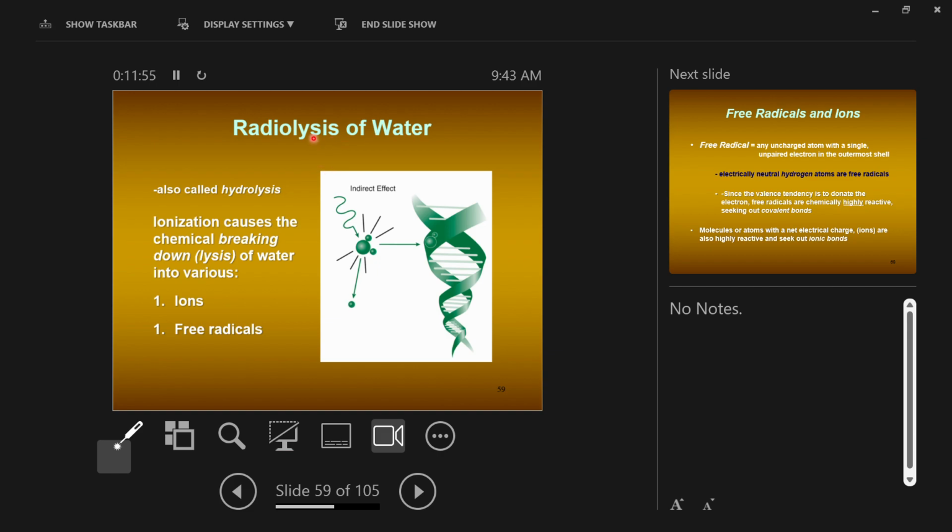So lys, for example, in your cells you have little organelles called lysosomes. They contain enzymes that break down worn out, used up chemicals for repurposing. Lys means to break down something. So radiolysis of water says radiation is breaking down the water molecules. It can also be called hydrolysis. Ionization causes the chemical breaking of water into various things, ions and free radicals.